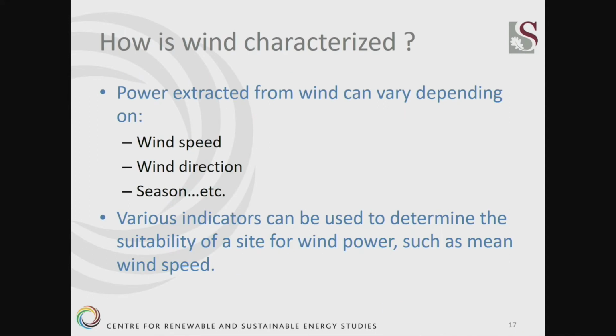In order to identify a suitable location for installing wind turbines, you have to characterize the available resources. Power extracted from the wind can vary depending on the wind speed, wind direction, seasonal variation, among others. Various indicators are used to determine the suitability of a site for wind power, a commonly used one being the mean wind speed.